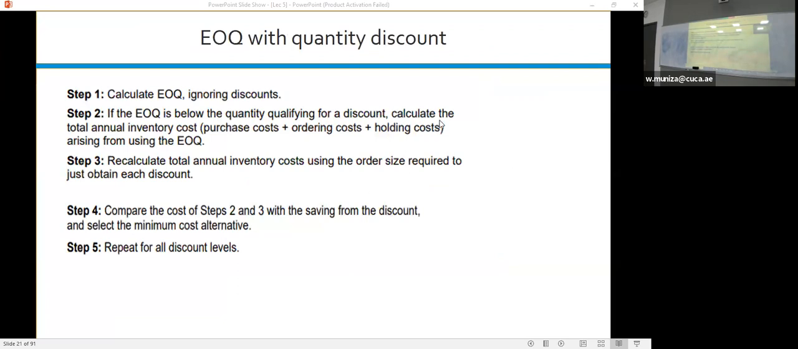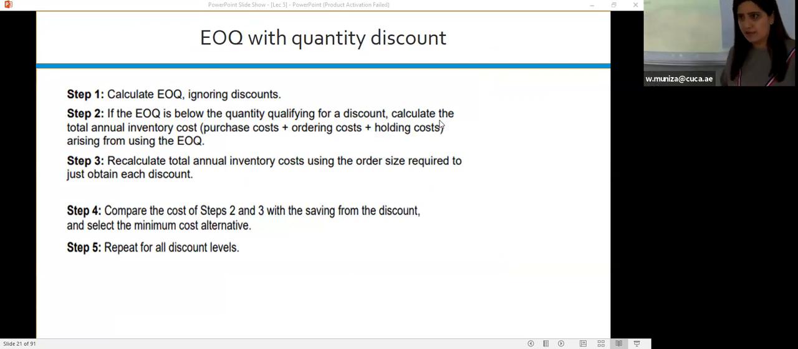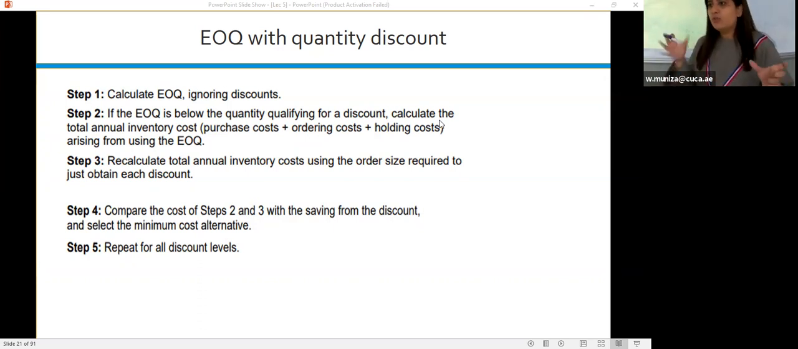Okay. Now, EOQ with discount. Sometimes a discount is offered on the purchase of an inventory, and we are going to be having a discount also. But it's not necessary that if we are having the discount, the quantity which we are going to get is our economic order quantity. Our economic order quantity can be the one which is not going to give us any discount.